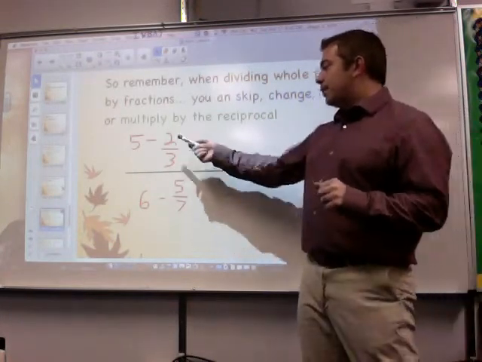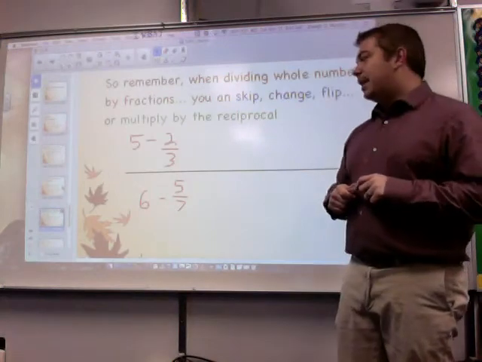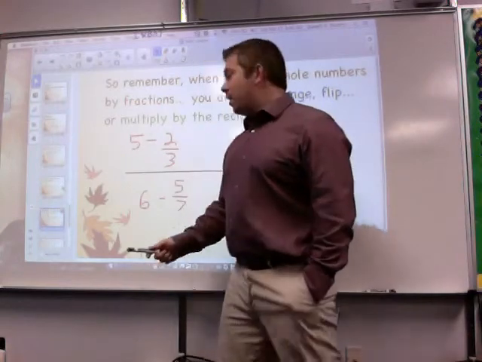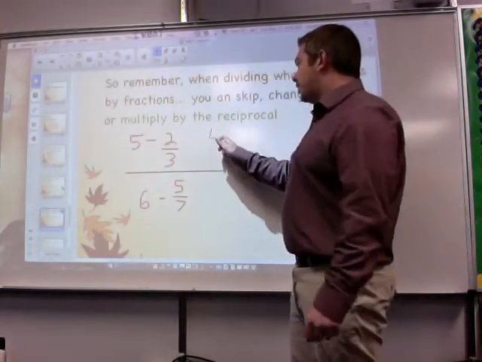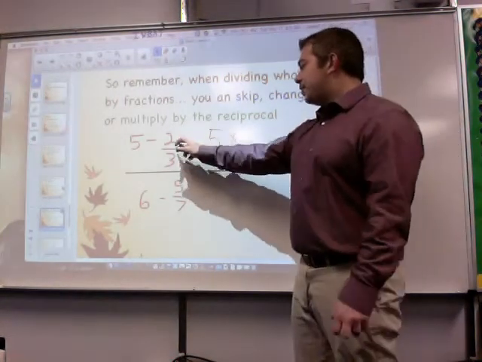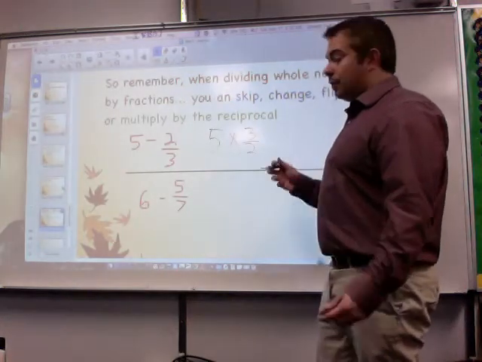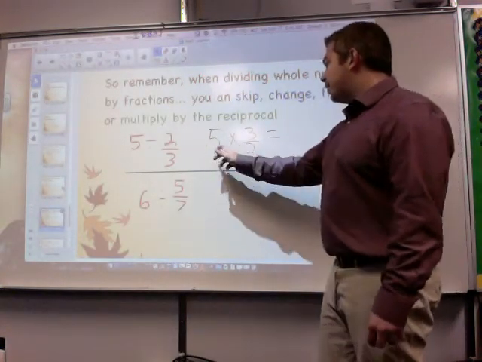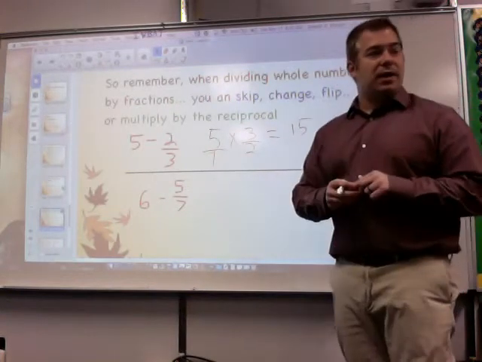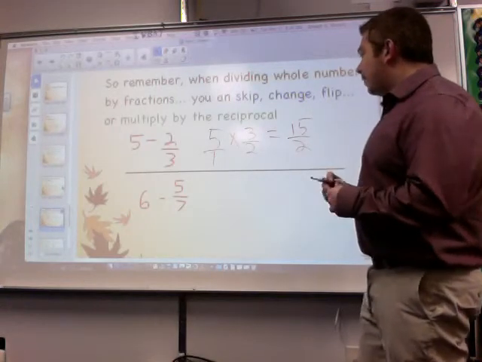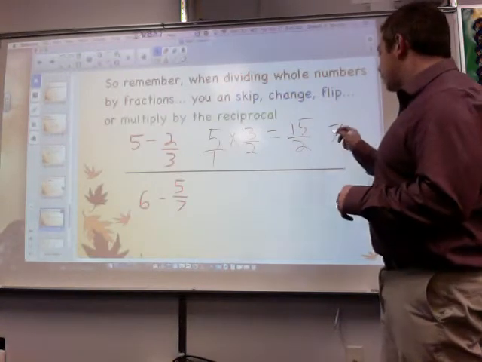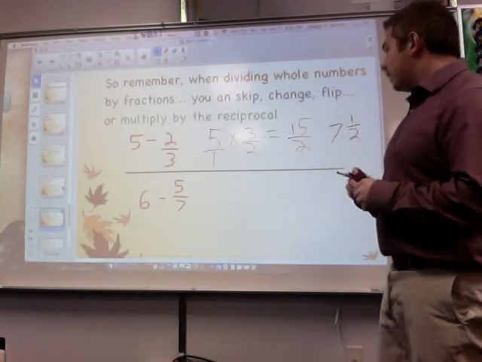Okay, so let's do this one with a skip, change, flip. 5 divided by 2/3. Well, skip, leave 5 alone, skip it. Divide is going to become multiply. That becomes multiplication, and then the last part is flip. Flip that 2/3 to become 3/2, which is the reciprocal. Multiply these out. Well, this is really 5 over 1. 5 times 3 equals 15. And 1 times 2 equals 2. I'm left with an improper fraction, but 2 goes into 15 7 times, with 1 left over, 1/2 left over.